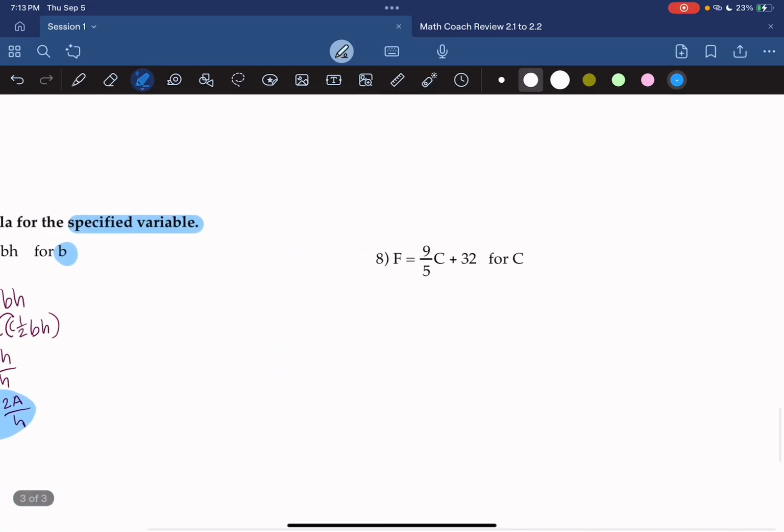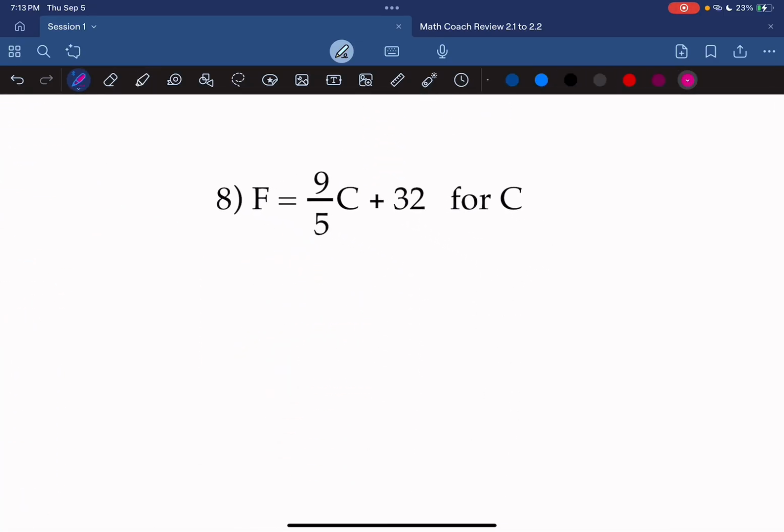So number 8. Let's do it. Last one. So solve for C.